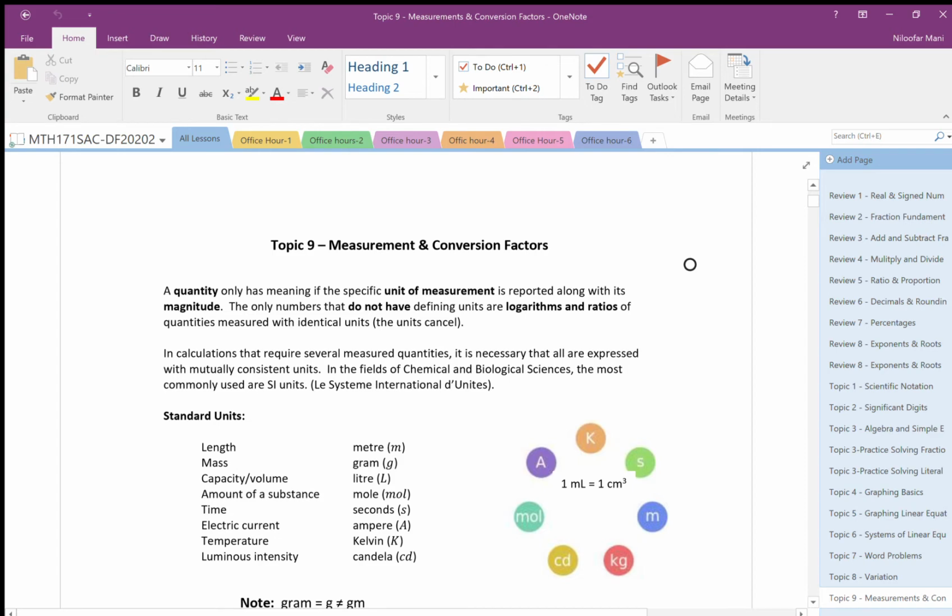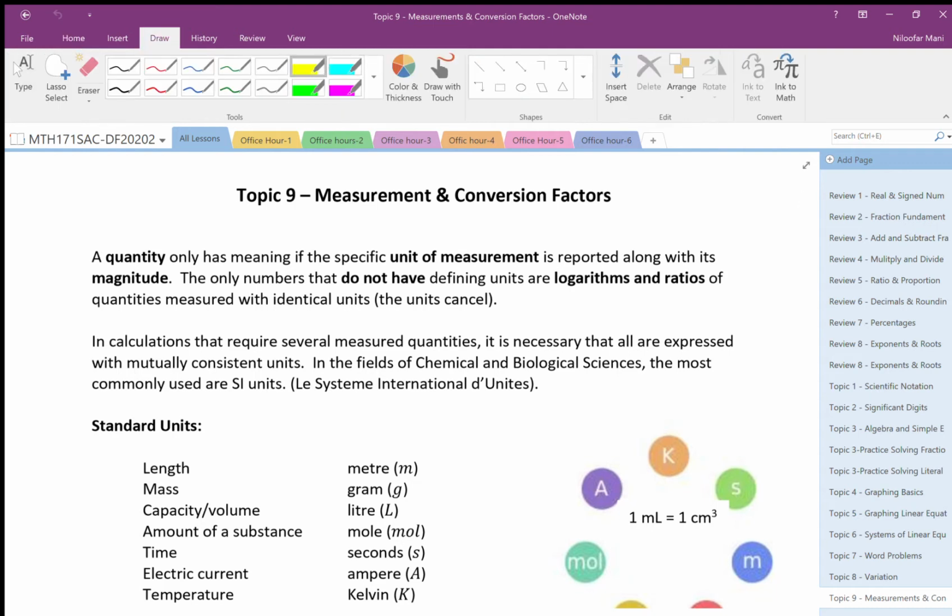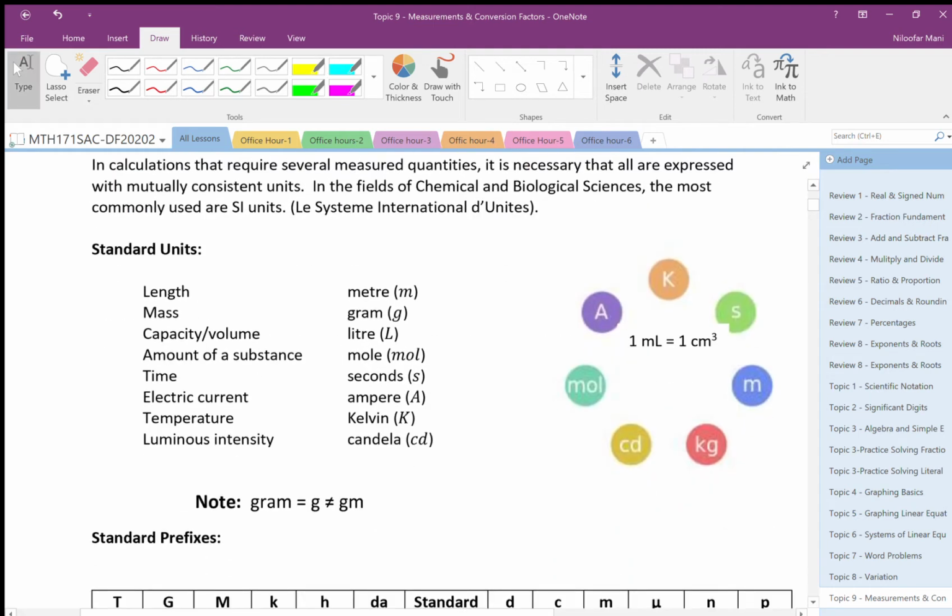So I want to start with this fact that if I talk about a quantity of a number, for example, I say 5 or 6 or 10 or 10.5, then you have to ask what is the unit. The only things that don't have any unit are logarithm and ratio. For anything else, we have to see how many hours or how many dollars, or what the unit is. So these are just standard units for different things that you can see here.